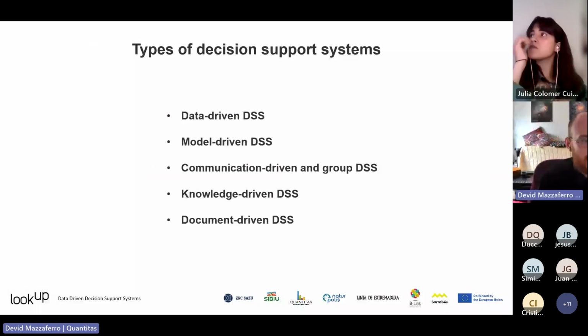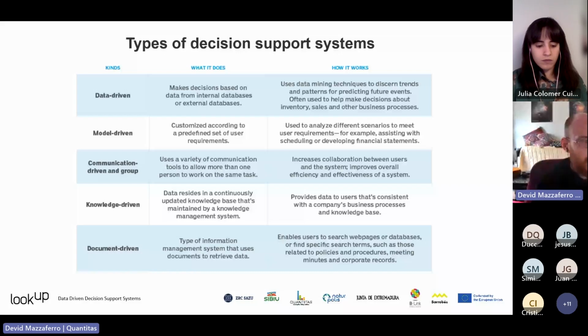So what kind of decision support systems are there? There are 5 main ones. We are going to be focused mostly on the first one on this list, which is data-driven DSSs. But there are also model-driven DSSs, communication or group-driven DSSs, knowledge-driven DSSs, and document-driven DSSs. In this slide, it's explained a bit better, but basically data-driven DSSs are based on databases, whether they are internal to an organization or external. They use data mining techniques to discern trends and patterns for predicting future events. It's basically what you would expect from a data-driven support system.